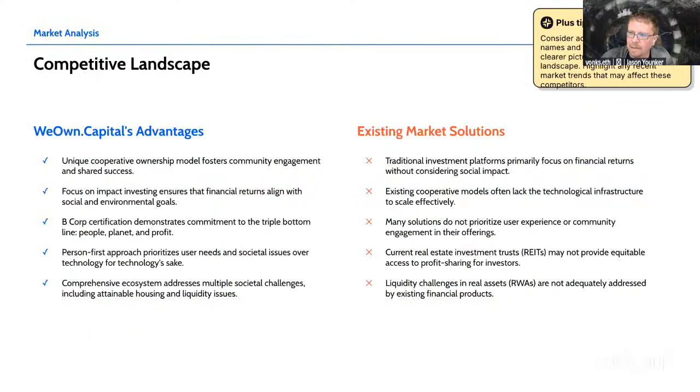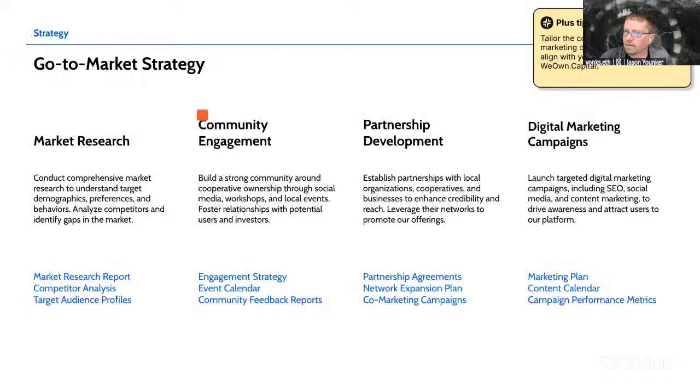Competitive landscape, WeOwn.Capital's advantages. Unique cooperative ownership model fosters community engagement and shared success. Focus on impact investing ensures that financial returns align with social and environmental goals. B Corp certification demonstrates commitment to the triple bottom line: people, planet, and profit. Person first approach prioritizes user needs. So I'm not going to go through and talk about existing market solutions. I'm not sure what this little dot is here.